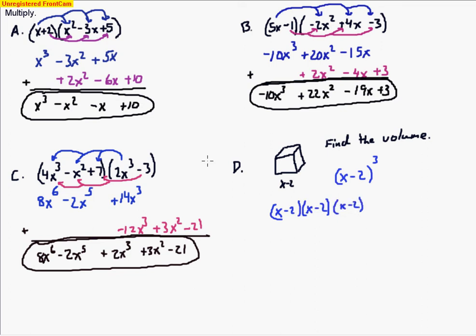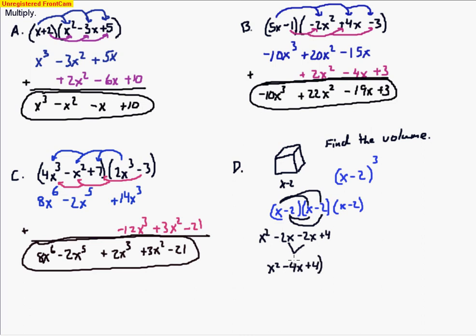So when you're doing this, remember you're doing those first, outer, inner, last. So x times x makes x squared. X times negative 2 makes a negative 2x. Then you move on to this one. Negative 2 times x makes a negative 2x again. Negative 2 times negative 2 makes a positive 4. So you can collect two like terms here. We're left with an x squared minus 4x plus 4.